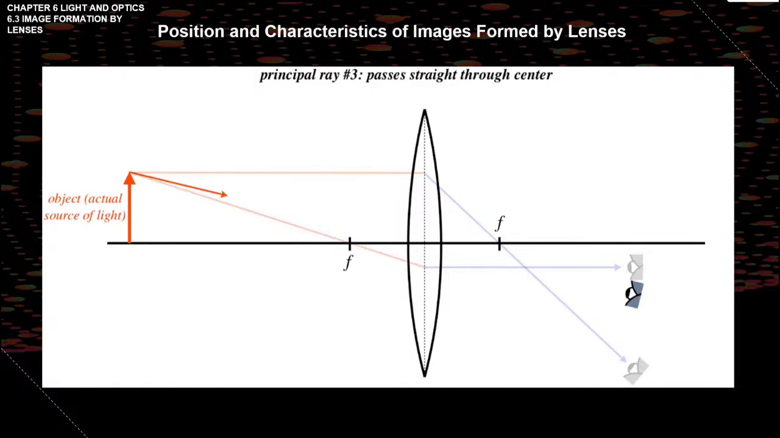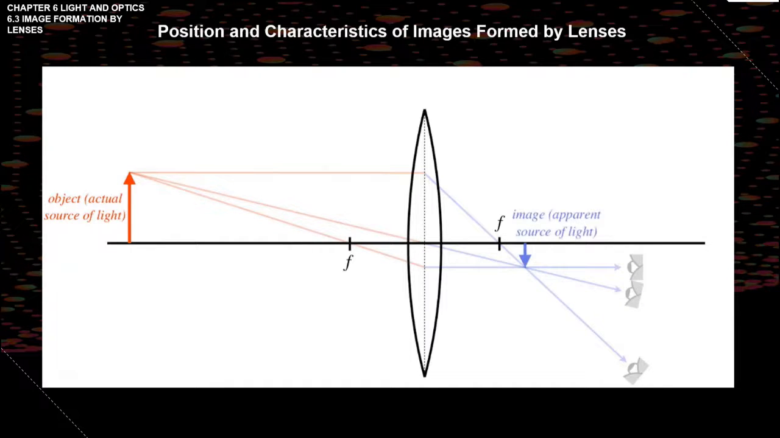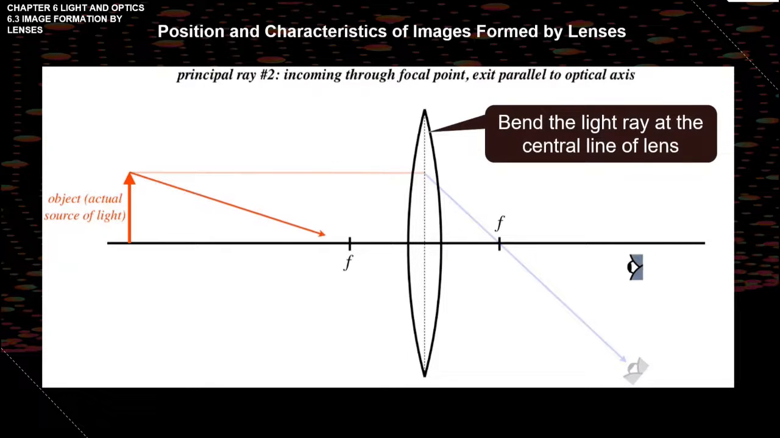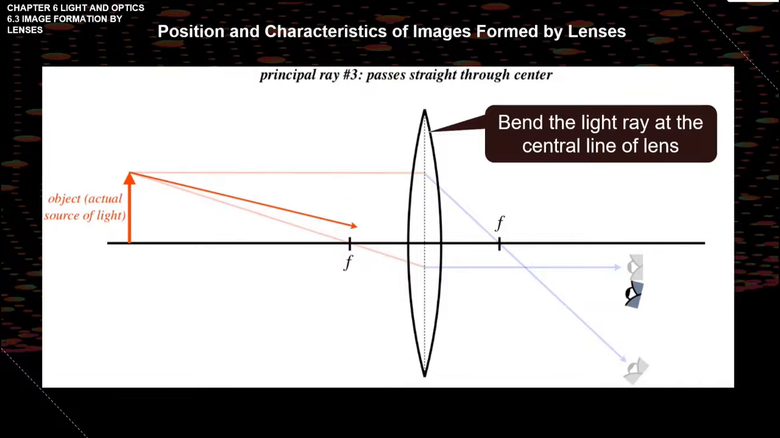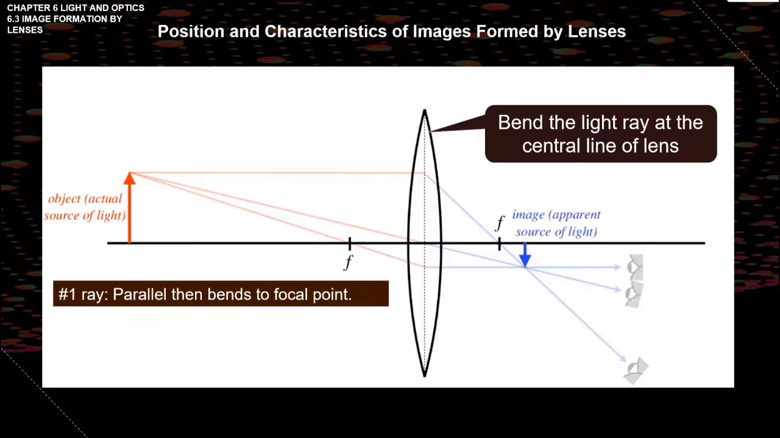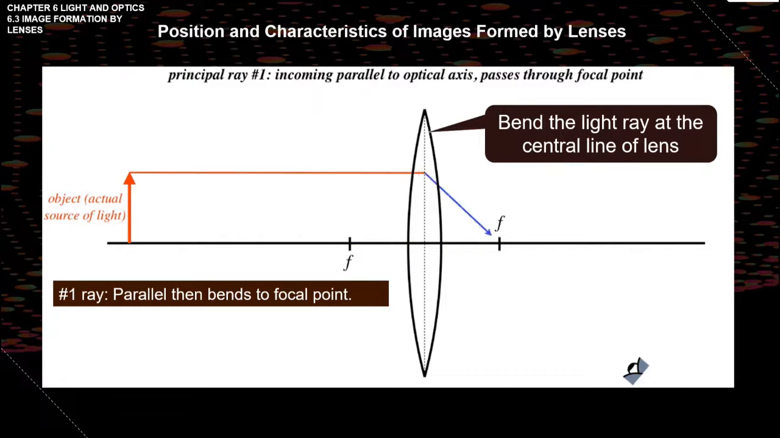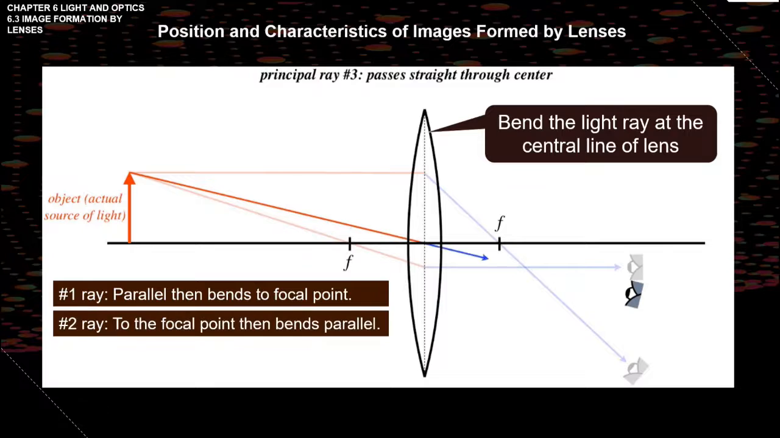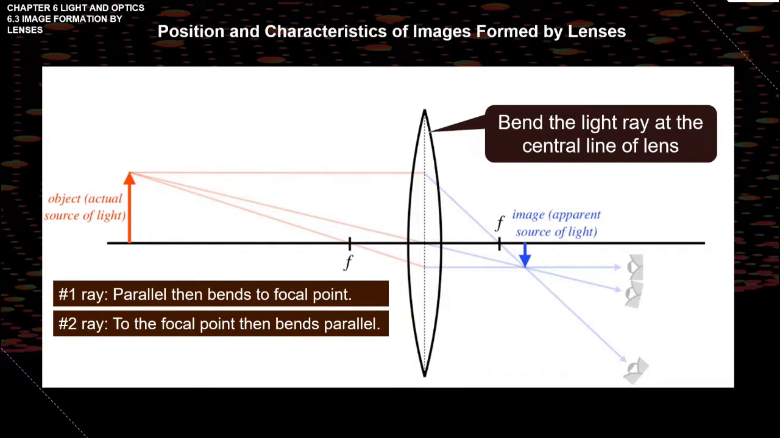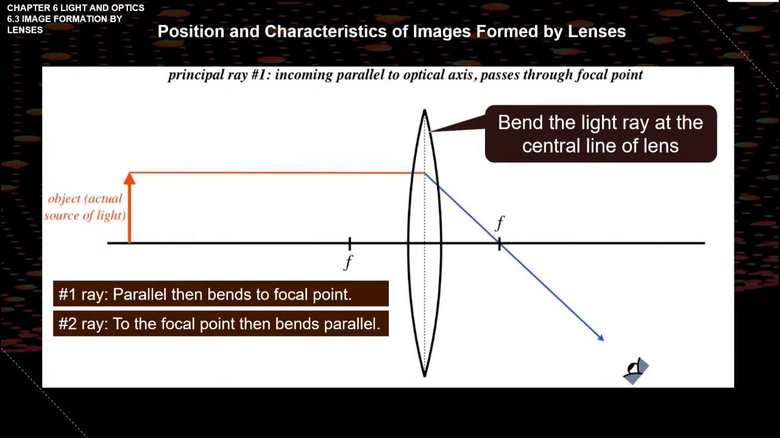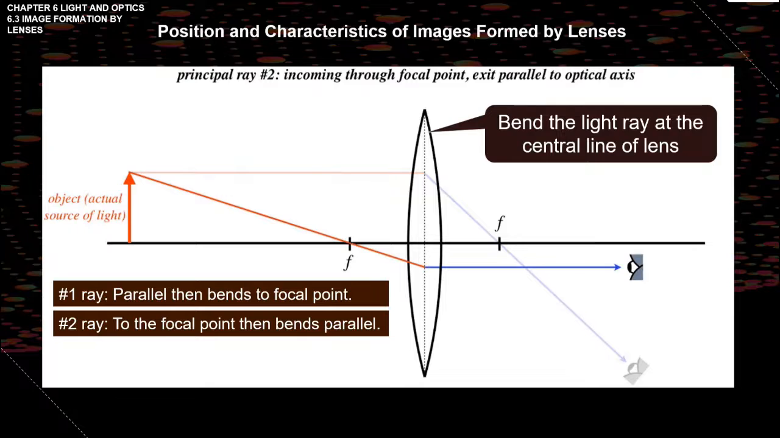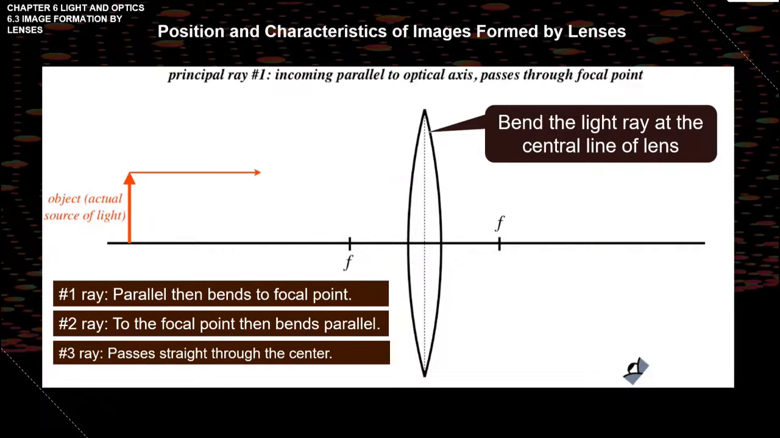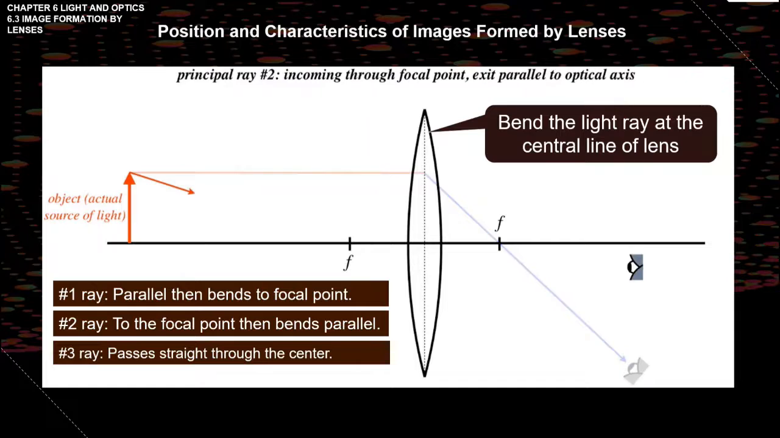As you can see from the animation, light rays will bend after entering the lens due to the phenomenon of refraction. There are three rays used in the construction of a ray diagram. First ray, which is parallel to the principal axis, will bend to the focal point at the other side. Second ray, which passes through the focal point, will then bend parallel to the principal axis. Third ray, which passes through the optical center, travels in a straight line without refraction.